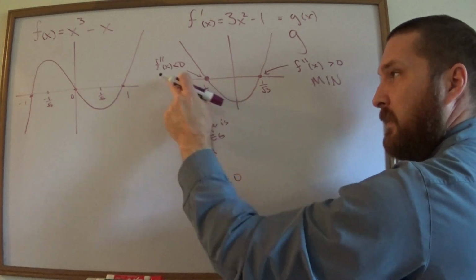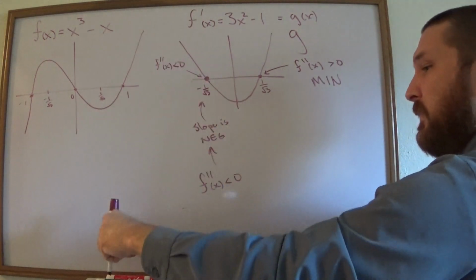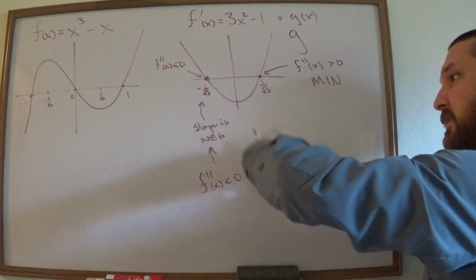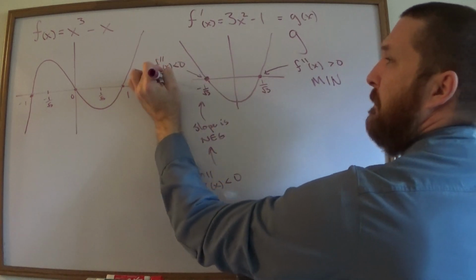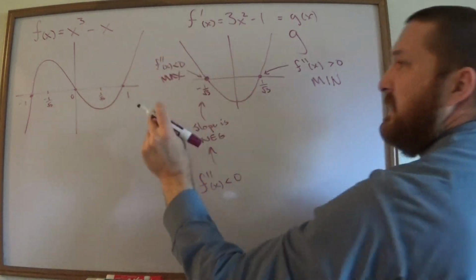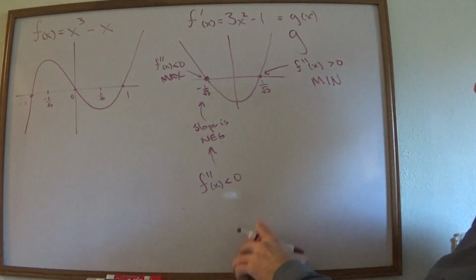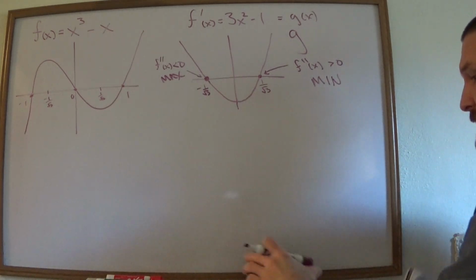At that point, therefore, you're going from positive to negative. You must have a max. And indeed, that's what we see back there. Okay. All right. Here's a new concept.